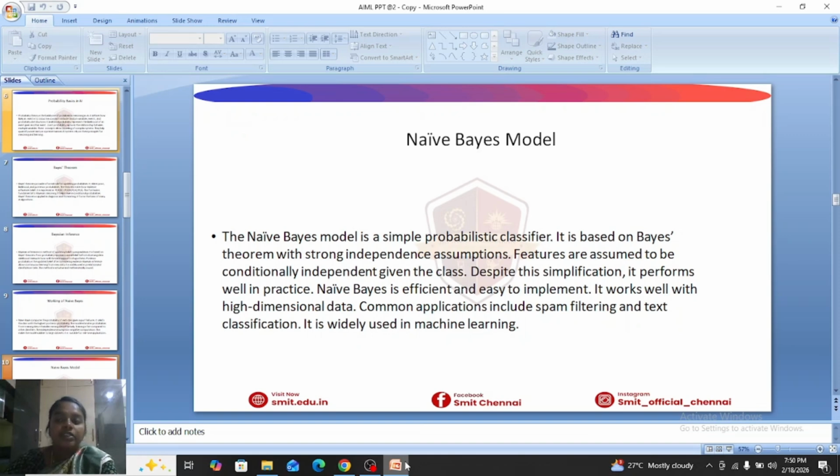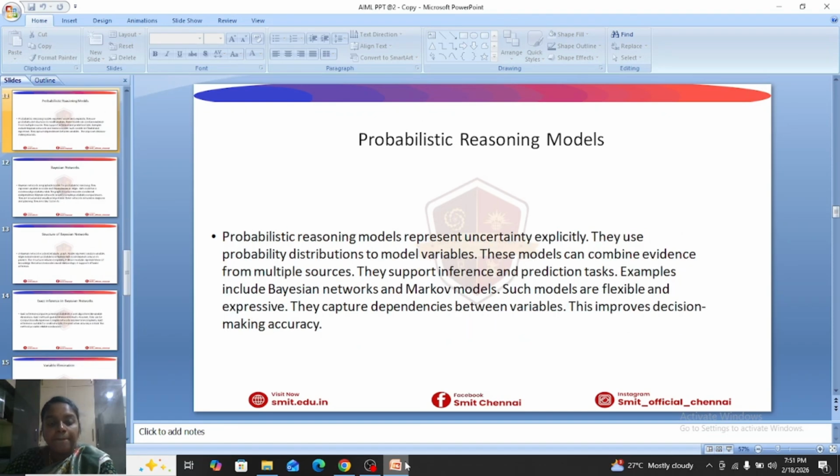Advantages of Naive Bayes model: simple and easy to implement, fast training and prediction, works well with high dimensional data, performs well even with small datasets. Applications in AI include email spam detection, text and document classification, sentiment analysis, medical diagnosis, and recommendation systems.